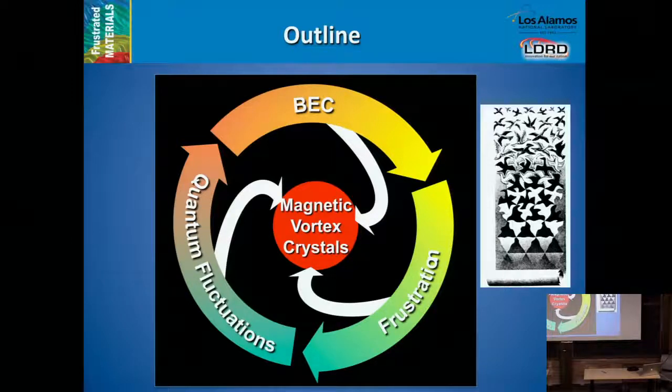And there are three concepts that I will be invoking along the talk. So I will combine three different concepts to arrive at these magnetic vortex crystals. One is the notion of Bose-Einstein condensation. The second one is frustration, in a few words, competing interactions. If you combine competing interactions with the third concept, quantum fluctuations, you can end up with these complex states, as you will see. You can get different kinds of vortex crystals in Mott insulators. And I will explain later on what I mean by a Mott insulator.